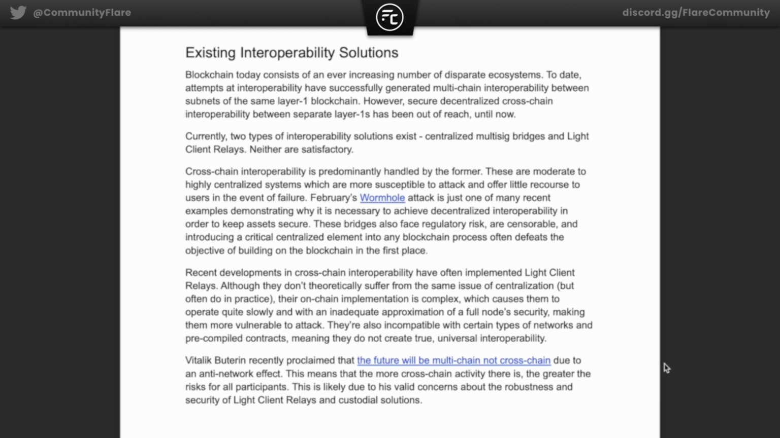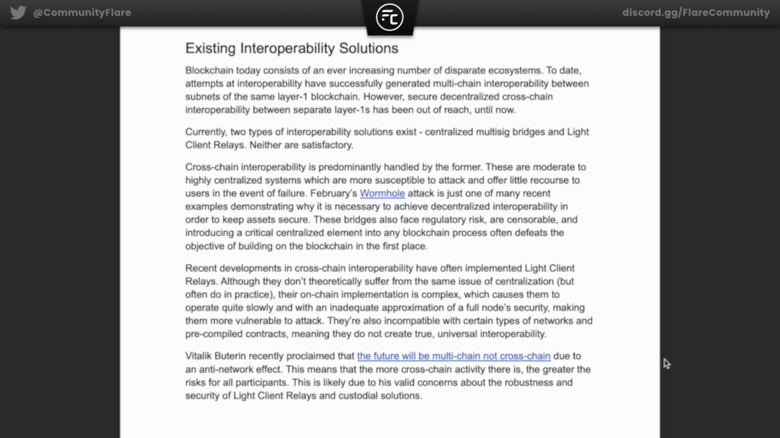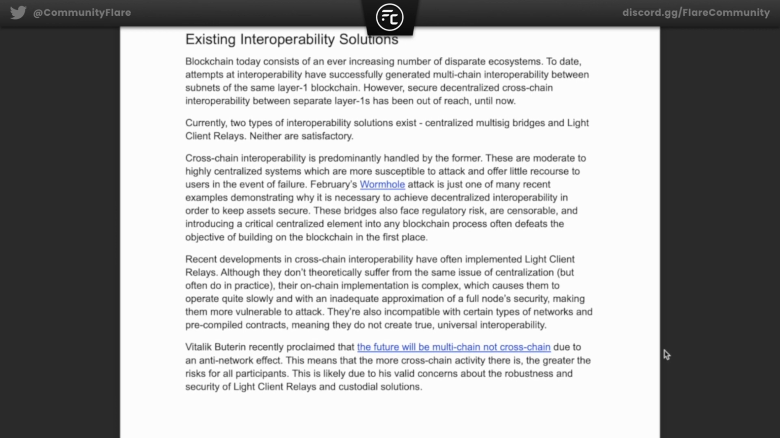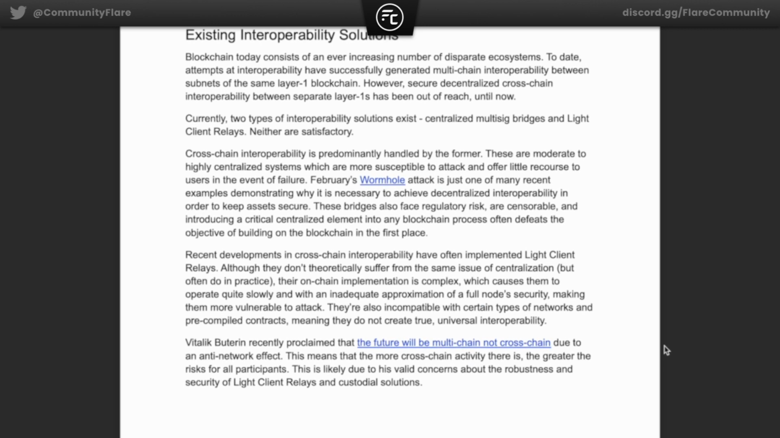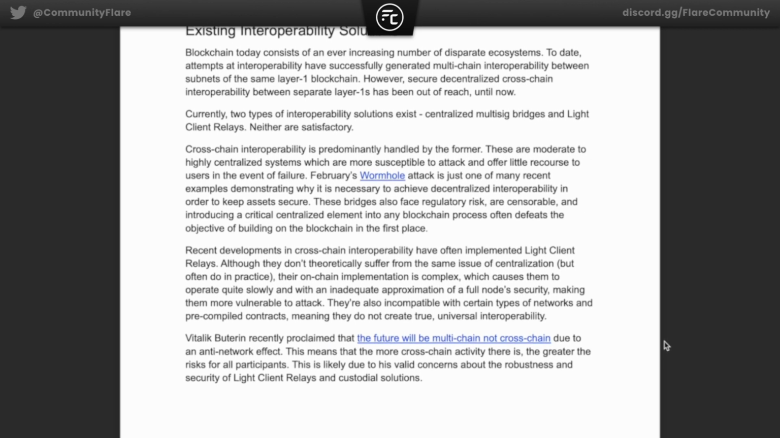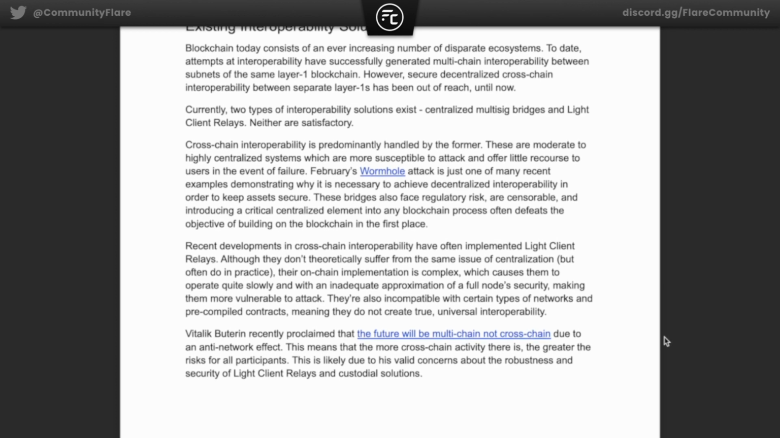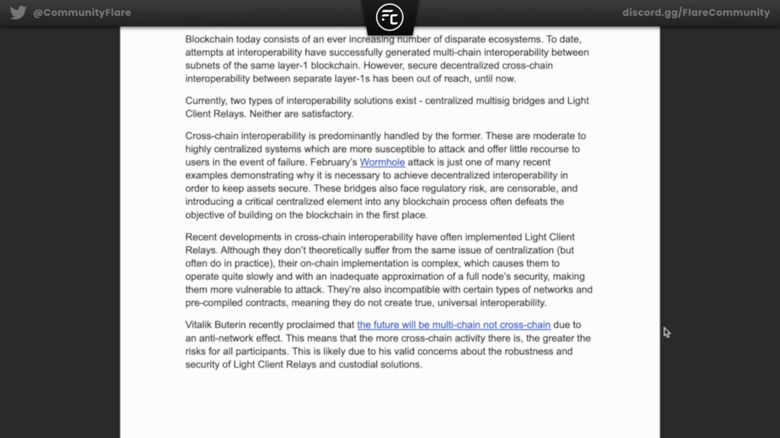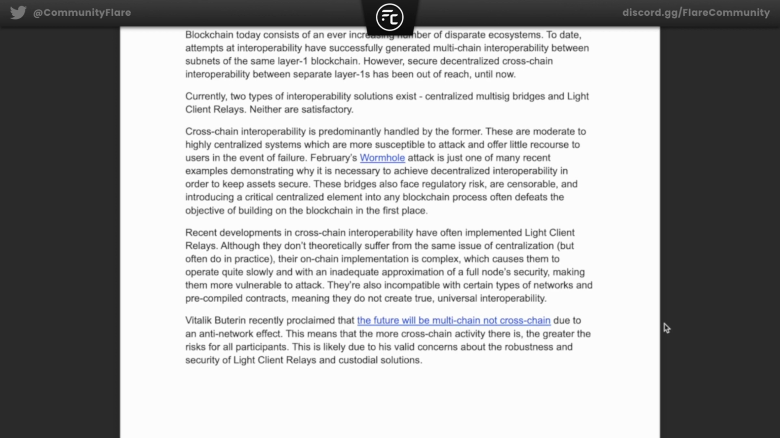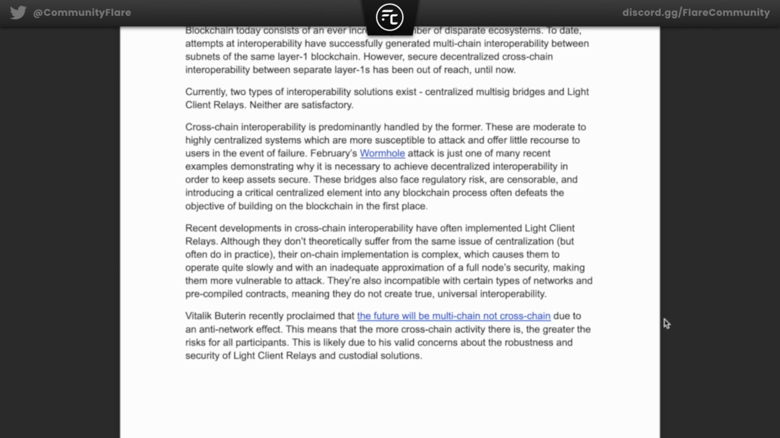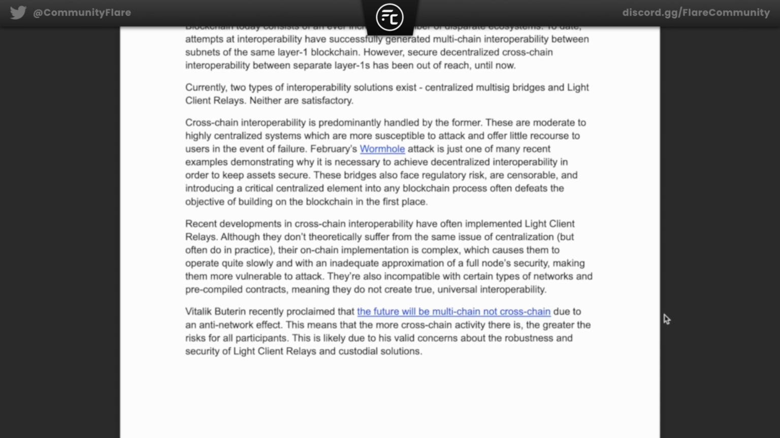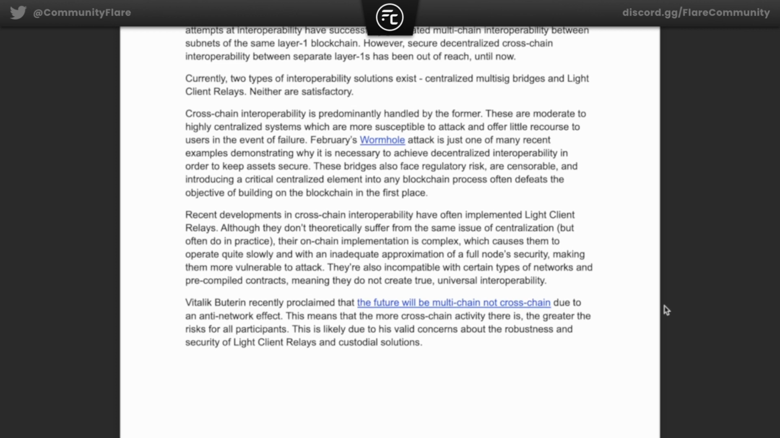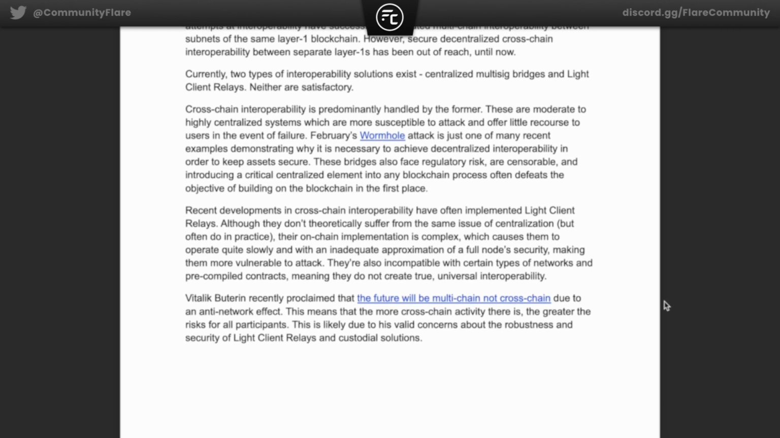Cross-chain interoperability is predominantly handled by the former. These are moderate to highly centralized systems which are more susceptible to attack and offer little recourse to users in the event of failure. February's Wormhole attack is just one of the many recent examples demonstrating why it is necessary to achieve decentralized interoperability in order to keep assets secure. These bridges also face regulatory risk, are censorable, and introduce a critical centralized element onto any blockchain process that often defeats the objective of building on the blockchain in the first place.